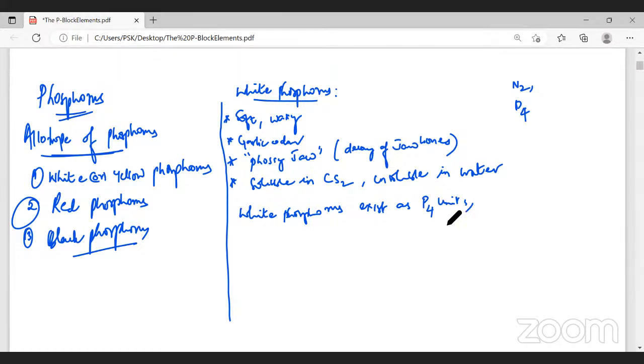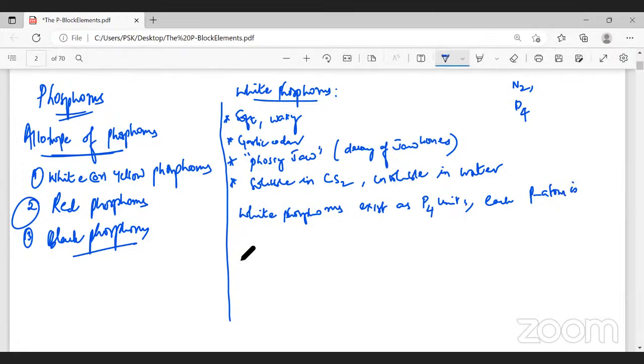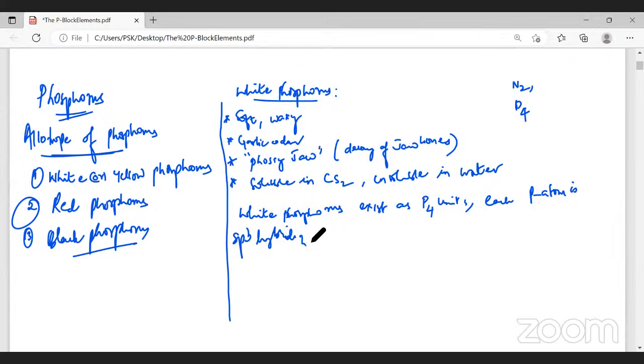Each phosphorus atom in P4 is sp3 hybridized. You know what is sp3 hybridization? One s orbital and 3 p orbitals are involved in hybridization to form 4 sp3 hybrid orbitals. So white phosphorus exists as P4, the first point to remember. The second point is, in white phosphorus, each phosphorus atom is sp3 hybridized.